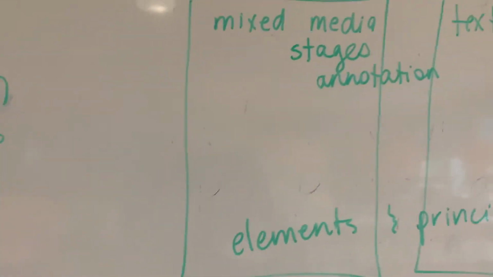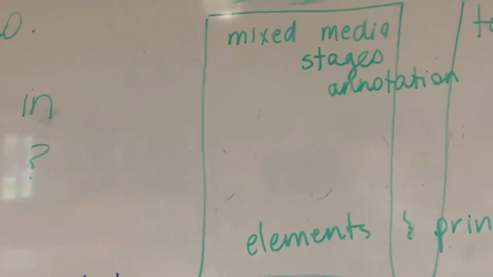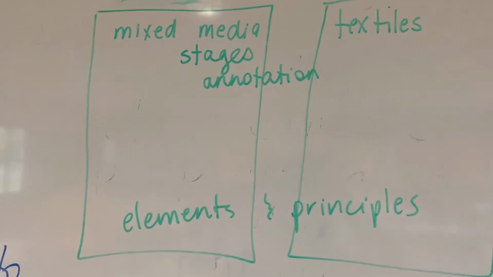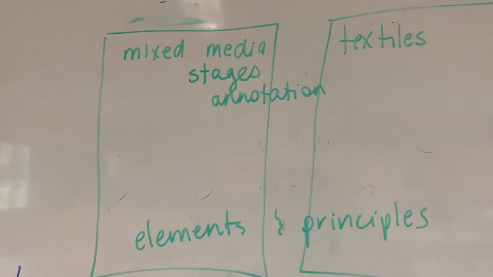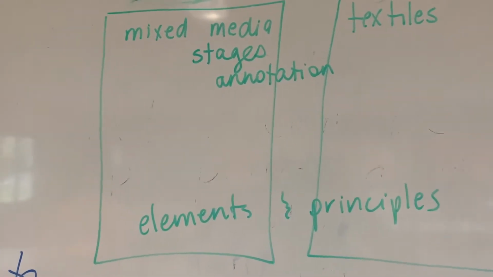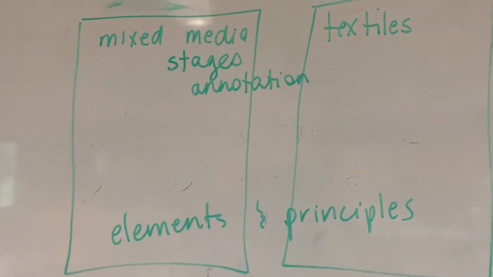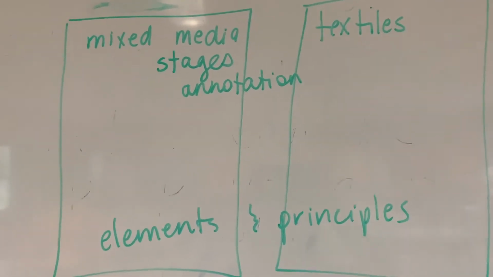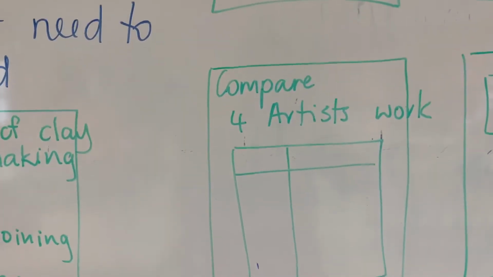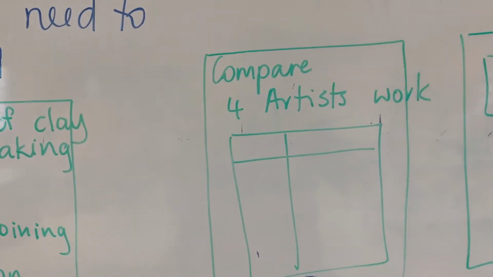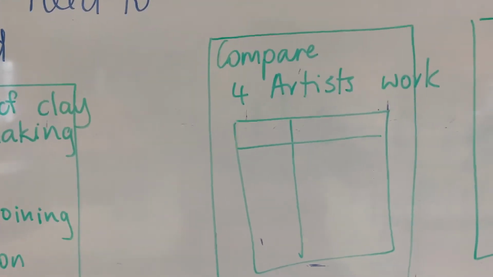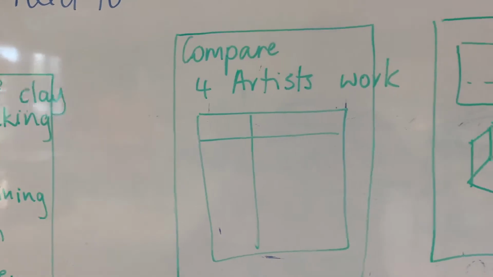I also get them to document the stages that they've made their mixed media piece, as well as their textiles piece. And I try and encourage them to factor in their elements and principles of art now. What are the elements in their work? Are they there for a reason? What is their intention? So they really need to start to be writing about their elements and principles. I also get them to do a comparison of 4 artists' work, and I've got that 4 artists' work from different cultures, from different time periods, that they can write about in contemporary work as well.